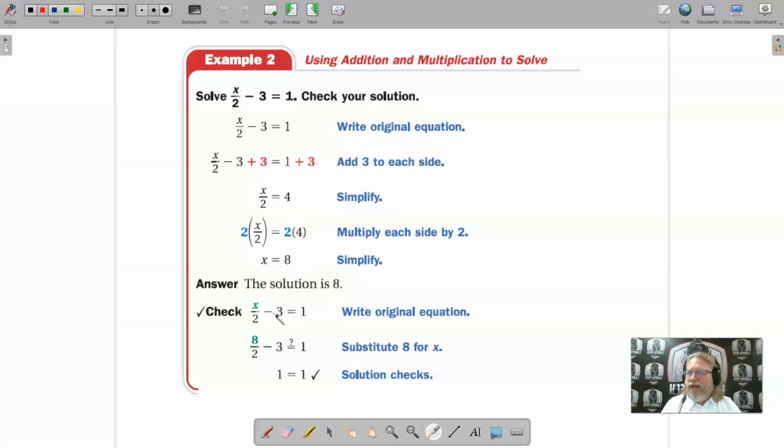So let's go ahead and check that out, plug that back in. So we plug in the 8. Now we have to do multiplication and division before we do addition and subtraction. So we have to do the 8 divided by 2 is 4. 4 minus 3 is 1. 1 equals 1, so indeed the solution checks out.